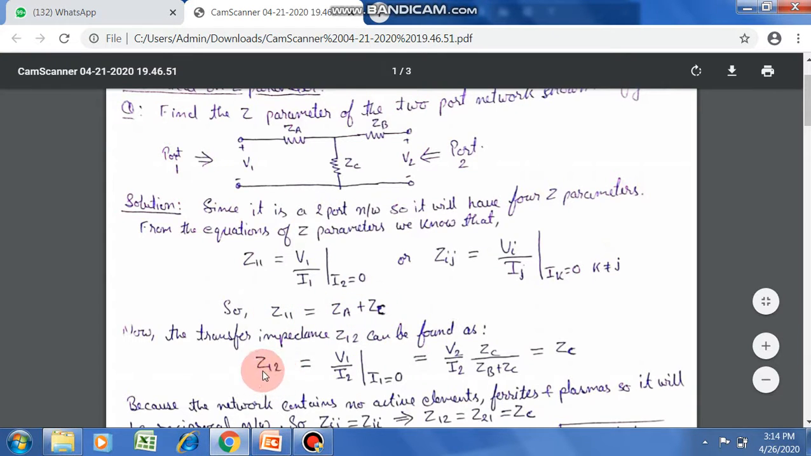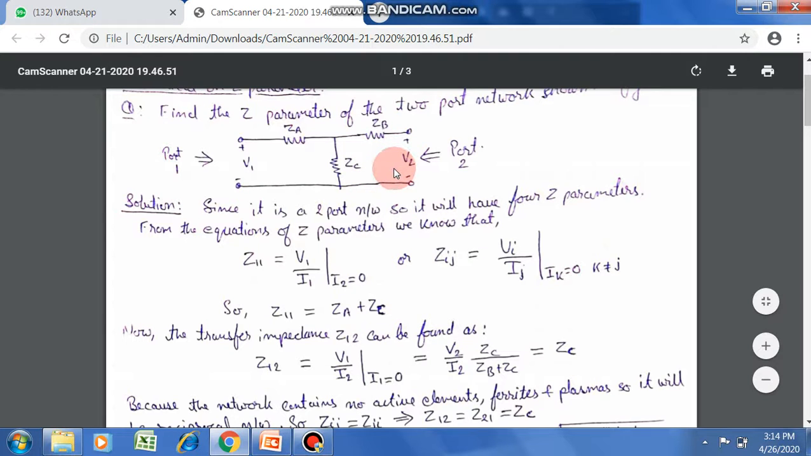Now we have to find Z12. So here 1 is output, 2 is input. So V1 upon I2, and I1 you have to make 0, means this port is open. So when this port is open, no current is going towards ZA. Now you have to find V1 upon I2. And I2 current is going like this.